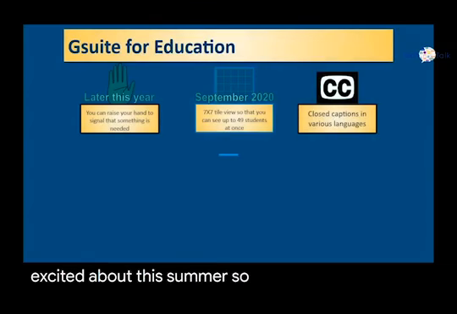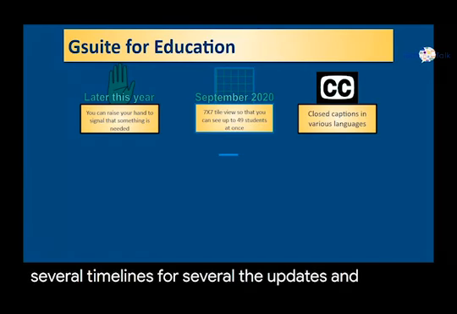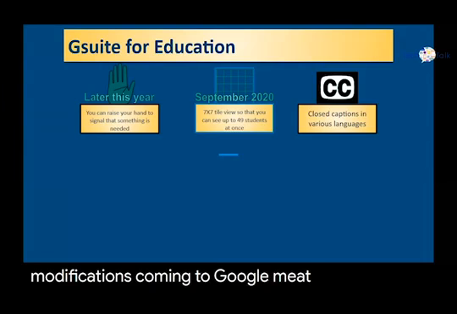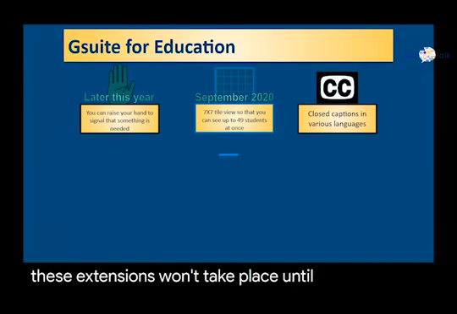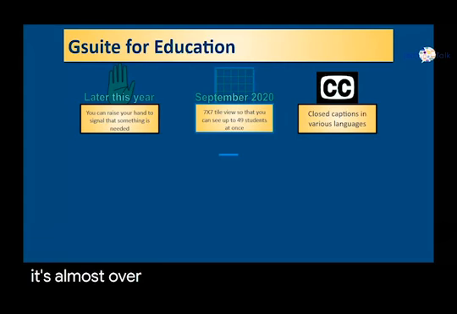Now let's talk about some of those recent updates that Google has said they are going to come out with, that we've all been super excited about this summer. Google has announced several timelines for the updates and modifications coming to Google Meet during their Anywhere School 2020 online event. However, most of these won't take place until Q1 is almost over, and a lot of them will not be available unless you have the Enterprise Edition of G Suite.